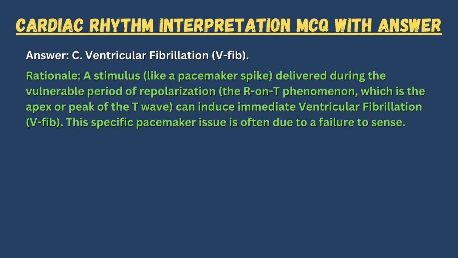Ventricular fibrillation, V-Fib. Rationale: a stimulus, like a pacemaker spike, delivered during the vulnerable period of repolarization, the R-on-T phenomenon, which is the apex or peak of the T wave, can induce immediate ventricular fibrillation, V-Fib. This specific pacemaker issue is often due to a failure to sense.